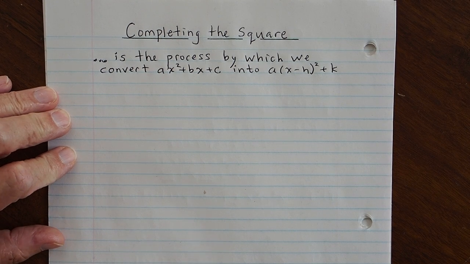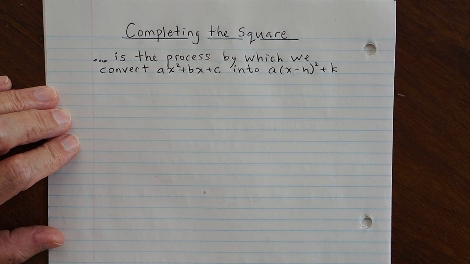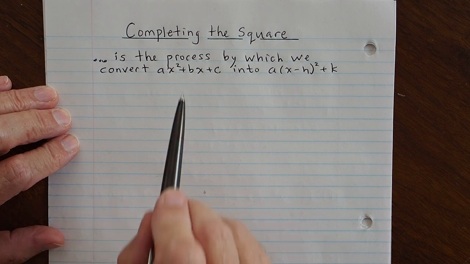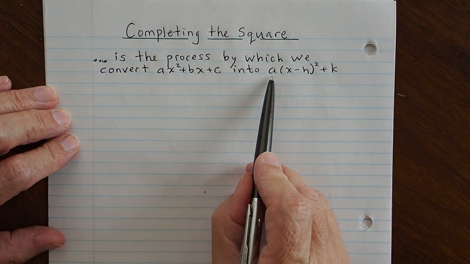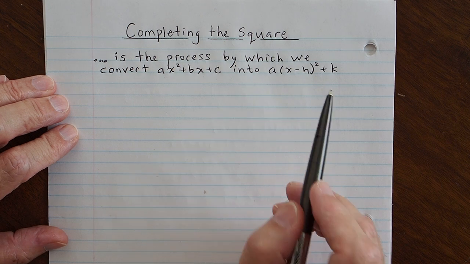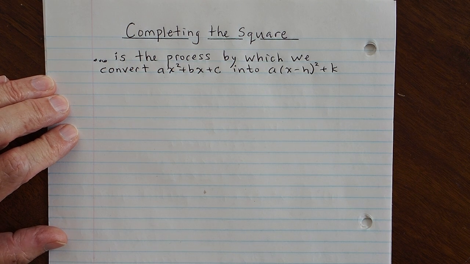Welcome to this video on completing the square. It's the process by which we convert a quadratic from this form into this form. Before we begin, let's look at a principle behind perfect square trinomials.